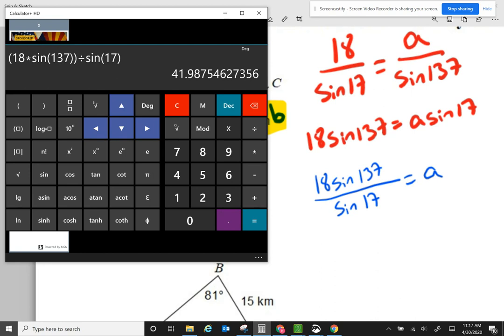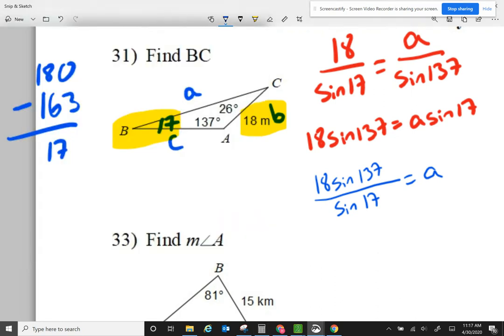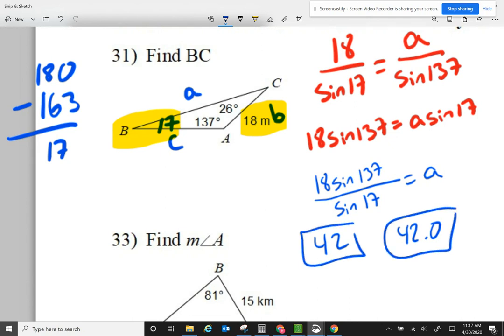So the 8 I know pushes the 9, and the 9 pushes the 1. So I'm going to call this 42 or 42.0. I have to round to the nearest tenth.